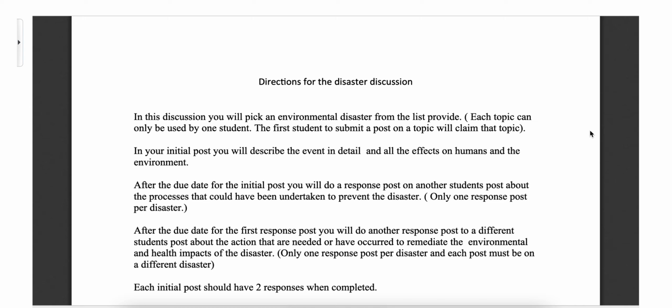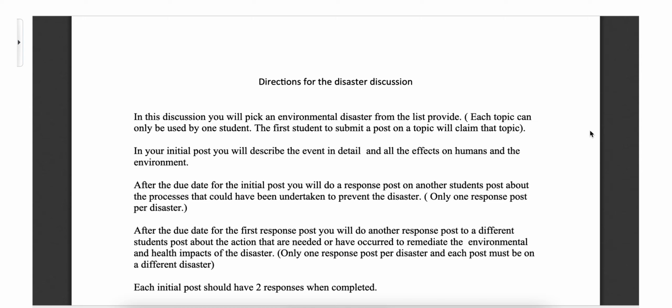After the first response post is due, they'll be due sequentially: the initial post first, and then about a week later, the first response. And then after that, you'll have a second response that'll be due. So you get about a week for each one of these.